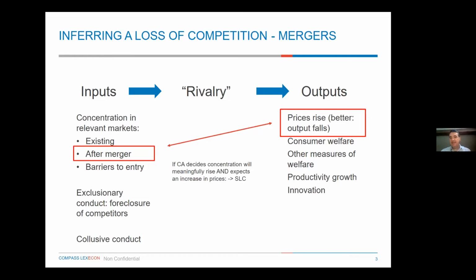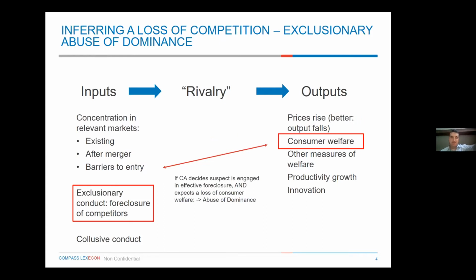Similarly, next slide, please. If you're in an abusive dominance case, then again, you've got some sort of inputs where, in particular, as well as the necessary condition of dominance, you're looking at the conduct, you're looking at the behavior of the firm. But again, we don't actually say that there's an effect on competition unless we can actually make arguments as to how that affects the process of rivalry in the market, with the key decider there being whether welfare is in some way harmed as a result of the conduct.